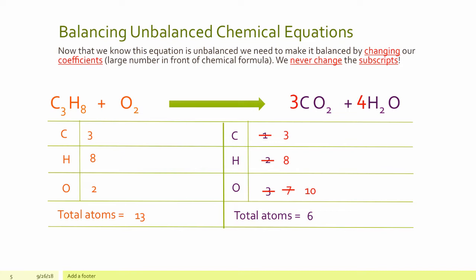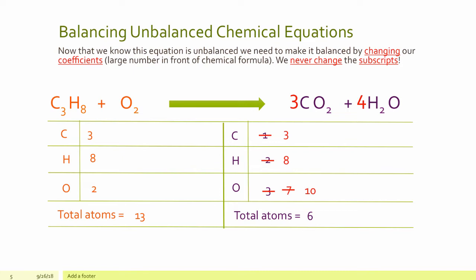So looking at my equation again, I'm going to see what I have so far. My C's match, now my H's match, and my O's, my oxygens, still don't match. So I notice on my reactant side, my O is lower than my product side, which is 10.